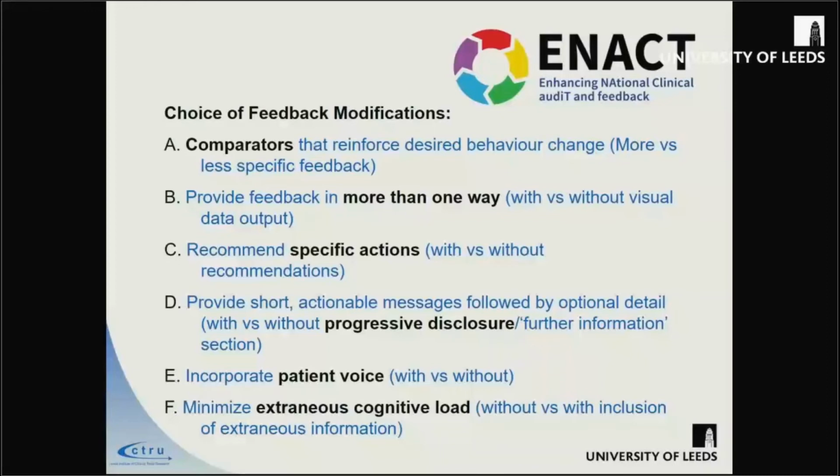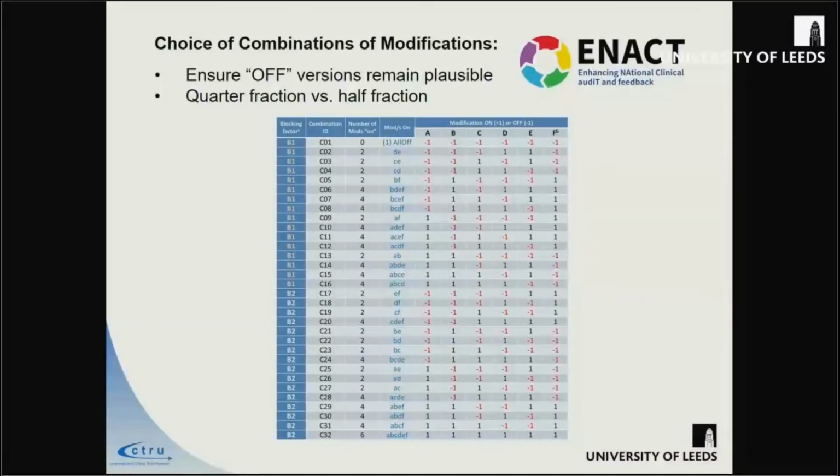And in terms of that, you've got the comparator in terms of the feedback, providing the feedback in more than one way, providing specific actions, progressive disclosure of the information, having a patient voice, and avoiding extraneous cognitive load. So we're interested in the individual effects of changing each of those things within the feedback report. And one of the things that we needed was that you could change each of these interventions independently of one another, so that changing one doesn't necessarily mean you have to change another.